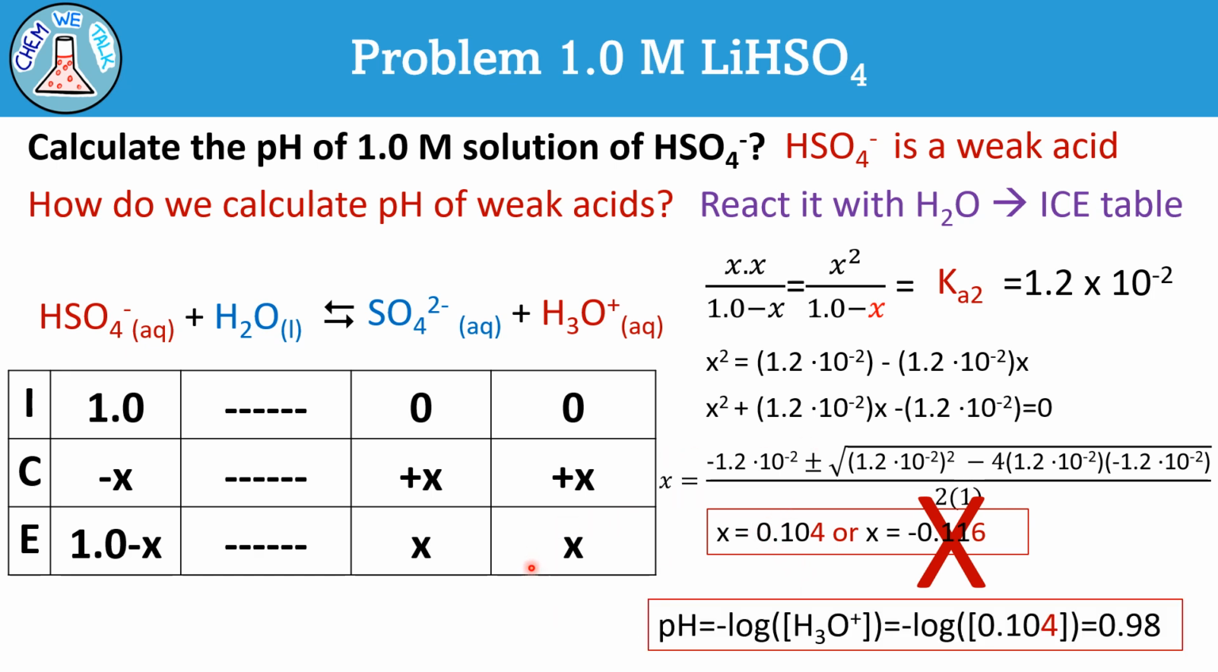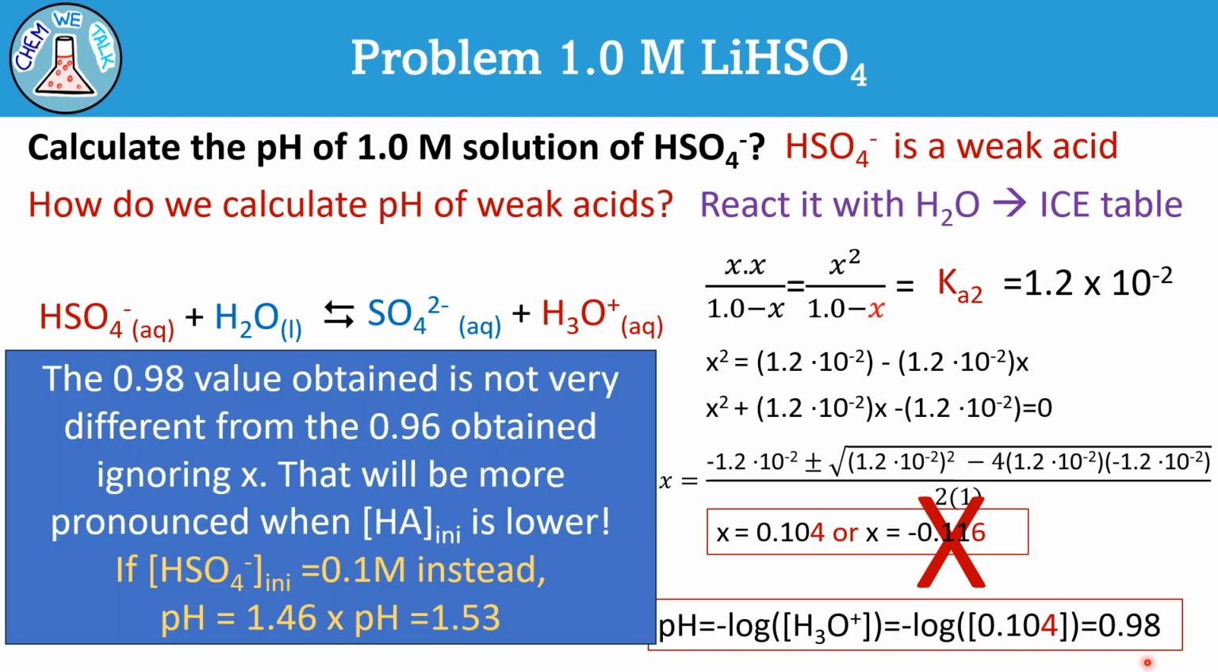And again, the x is going to be equal to your H3O plus concentration at equilibrium. When you take the negative log of it, you get 0.98. So one thing we need to highlight here: we got 0.98 when we used the quadratic and 0.96 when we ignored the x and did not do it. And you're going to say, oh, those numbers are very, very similar, so we don't need to worry about it. But yes, we do need to worry, especially when the initial acid concentrations are smaller.